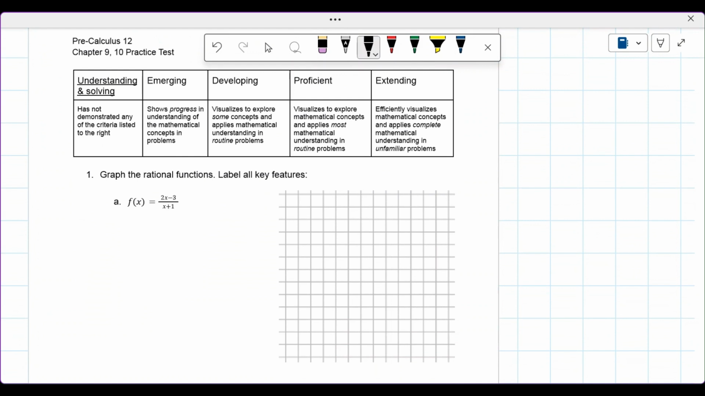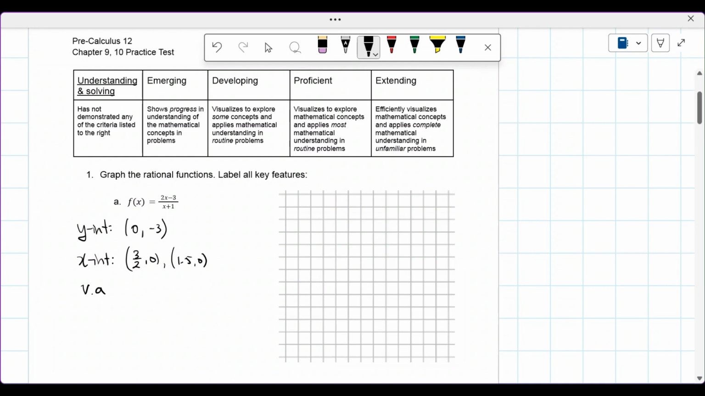So I think I'm going to find the y-intercept first. It's the easiest. It's going to be 0 comma 0 over 0 minus 3 over 0 plus 1. It's going to be negative 3 over 1, negative 3. Now my x-intercept, I find it by solving the numerator equal to 0. 2x minus 3 is equal to 0, so it's going to be 3 over 2, comma 0. Or you can call it 1.5, comma 0.